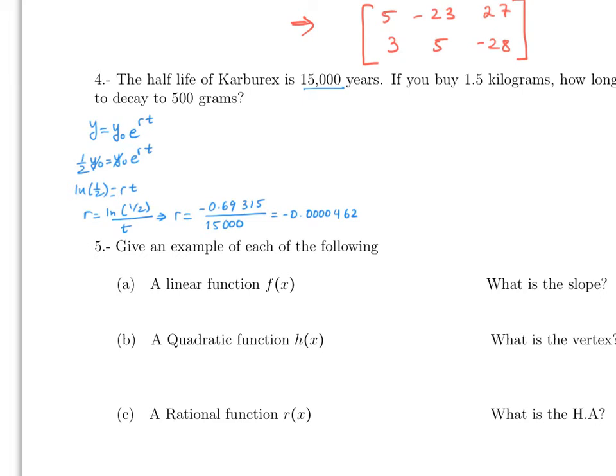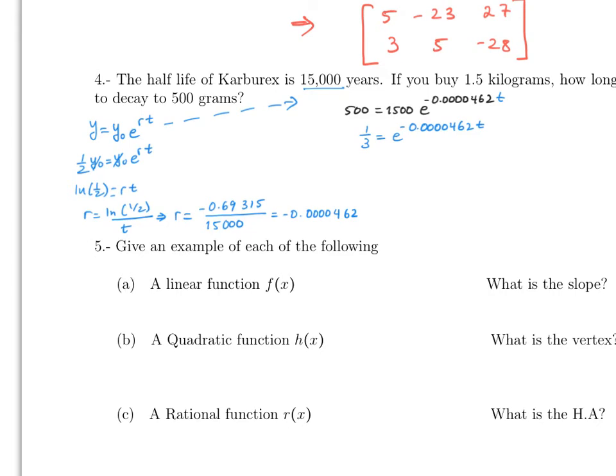So therefore the equation we want to solve is the following. The original amount is 1500 grams. So we'll start with 1500 grams, and you want to know how long it's going to take to get to 500 grams. Again, it's just this equation. So if we divide both sides by 1500, we end up with 1/3 is equal to e to the minus 0.000046 t.